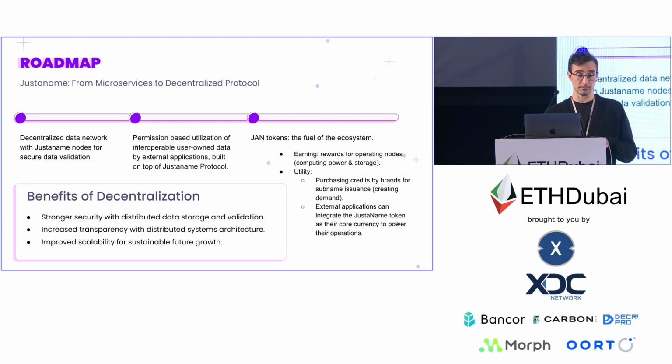Long term, there is one caveat with our solution, which is that we use centralized databases. But our idea is to decentralize the data network using nodes to secure data validation and give permission based on utilization of interoperable user-owned data by external applications built on our protocol. So we're going to turn our backend into a protocol, decentralizing the data availability across the network. The benefits are stronger security, especially, but also transparency, and this is going to make things more scalable long term.